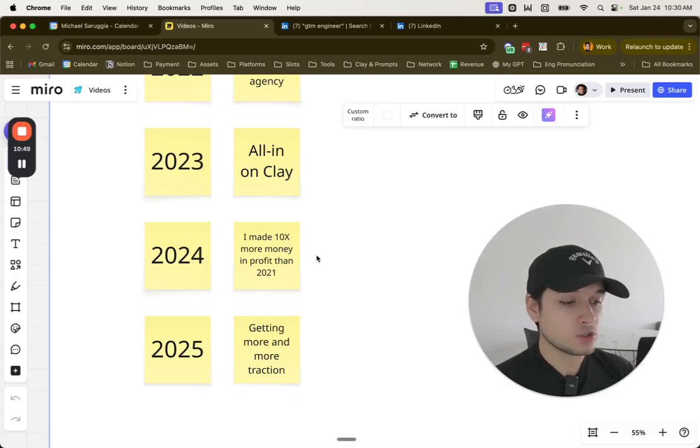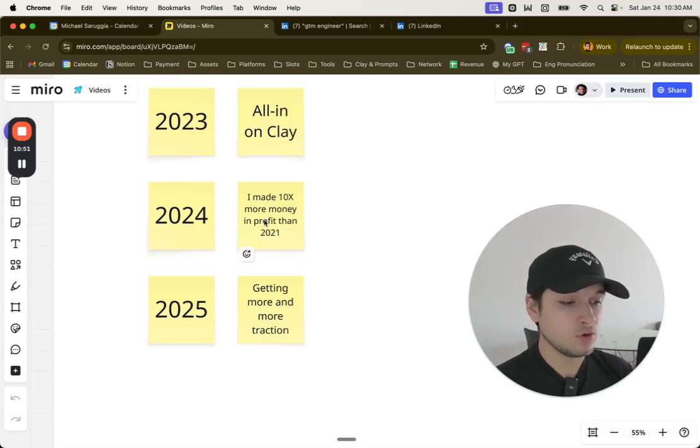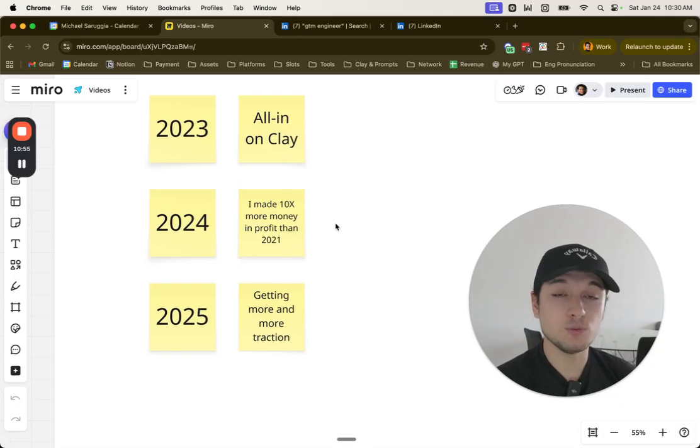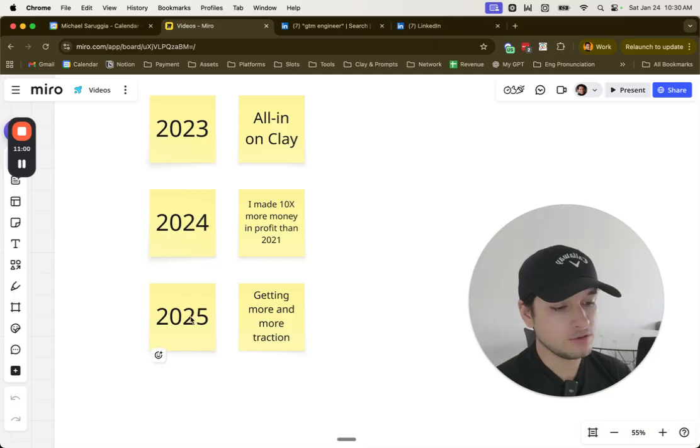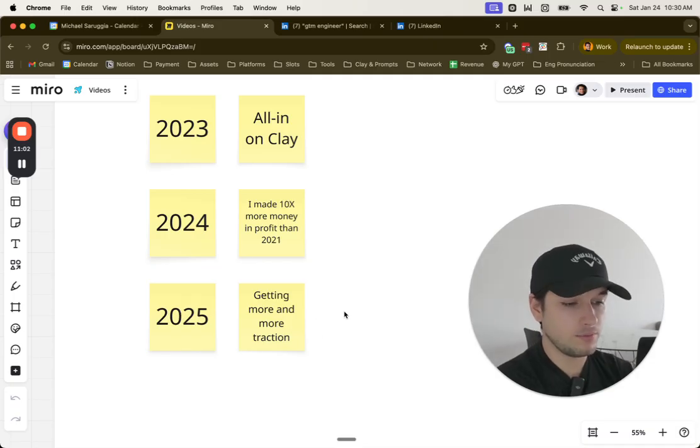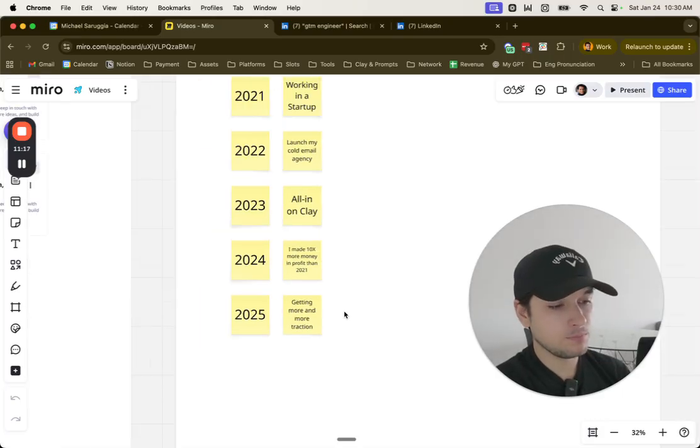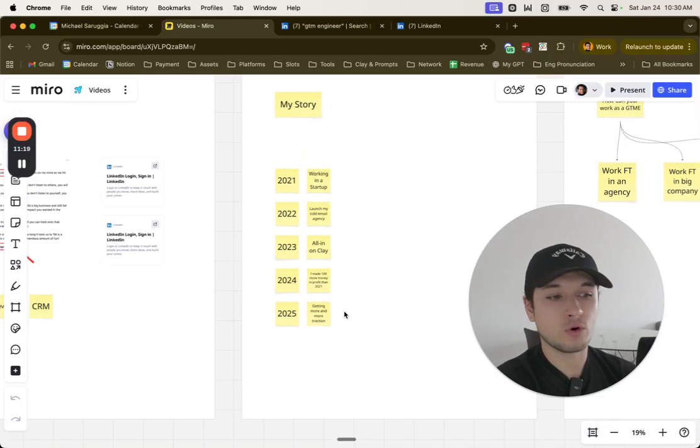So basically there was something there in 2024. I actually made 10x more money, more profit actually, than when I was employed. 10x is a lot if you think about it. And in 2025, I did even more. I started running a training program for go-to-market engineers, where you have all the information in the description. And now it's way better. This is how my story worked.